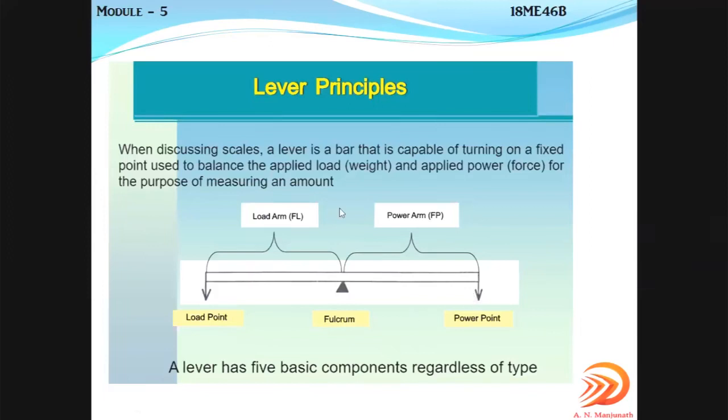So these are the five components which will be there in the levers used in weighing machines, particularly those which weigh the mass or the force, right? One is the load point, fulcrum, power point, power arm, load arm. These are the distances.